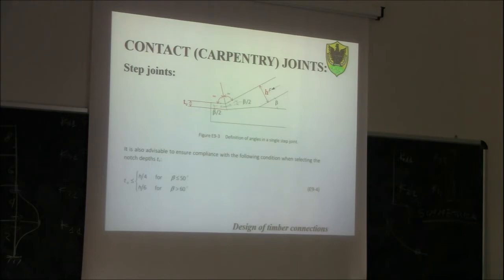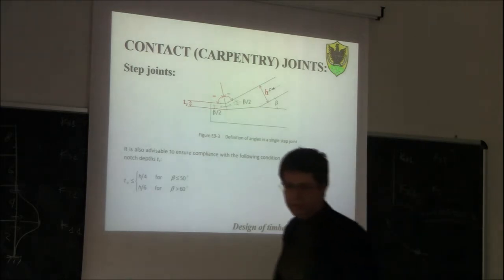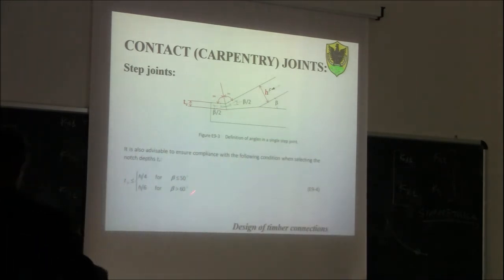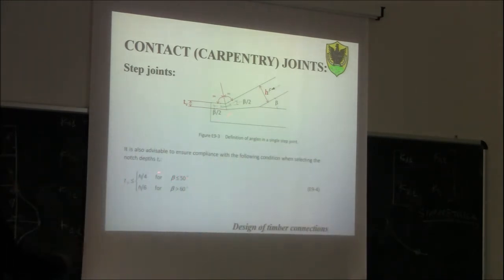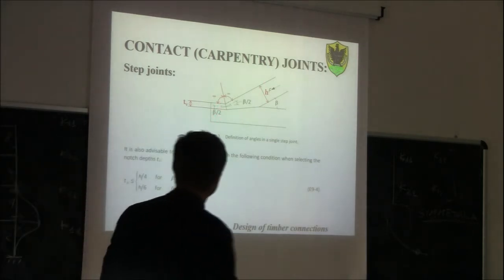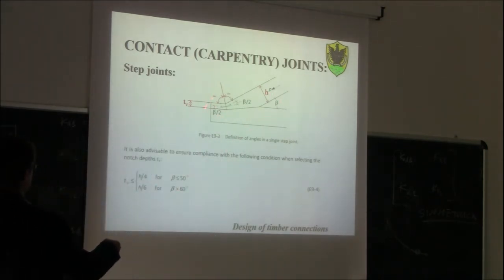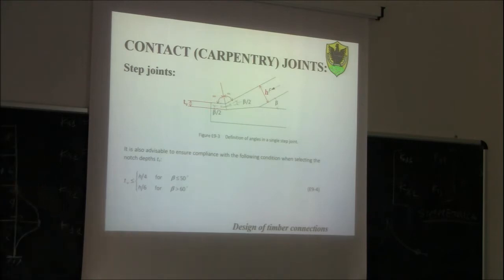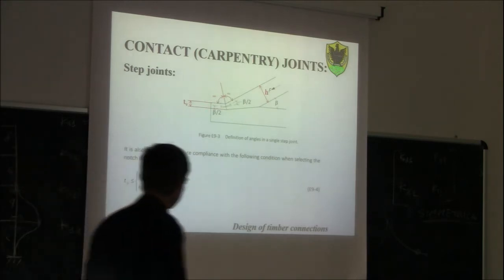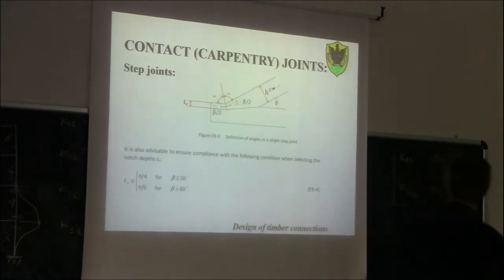So some general rules. This is a rule that you can find in literature. It's not mandatory, but it's a recommendation. So when beta is less than 50 degrees, then this distance should be less than a quarter of the depth of the rafter. And instead, when beta is more than 60 degrees, this distance should not exceed 1/6 of the depth of the rafter.